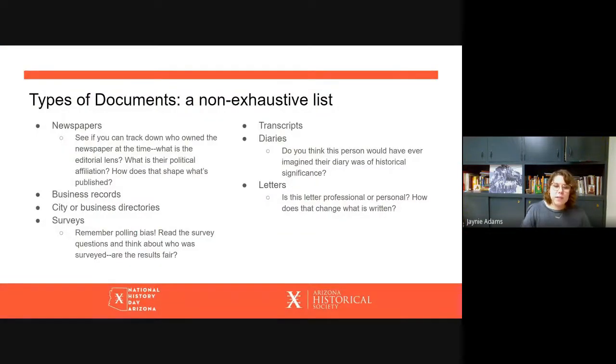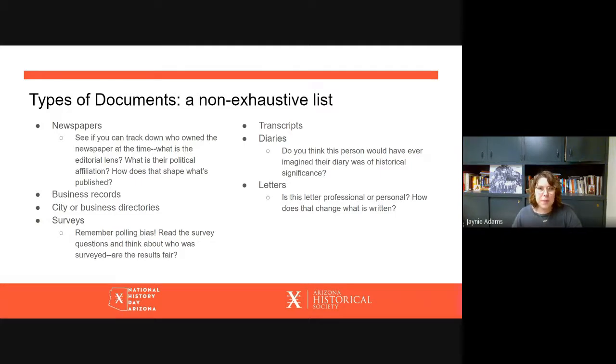Okay, so different types of documents, a non-exhaustive list. Documents is a really, really huge category, and so these are just some ideas of the different kinds of documents that exist. Newspapers is a really obvious one, but a little caveat for newspapers: see if you can track down who owned the newspaper at the time that you're looking at it. What is their editorial lens? What is their political affiliation? And how does that shape what is published in the paper?